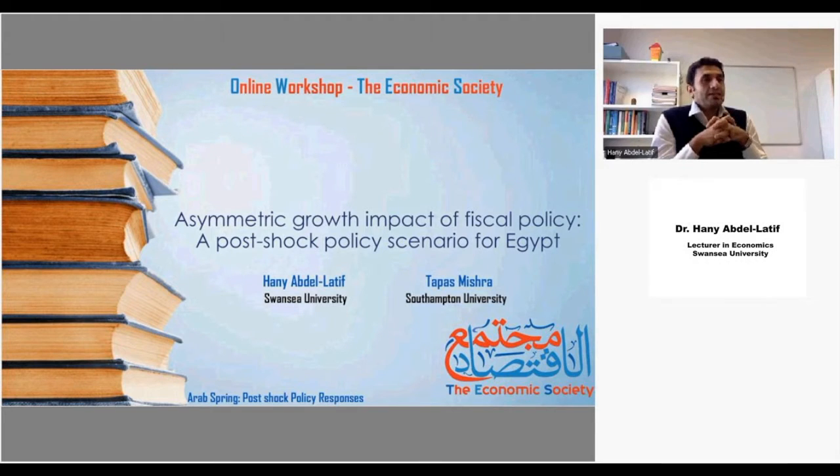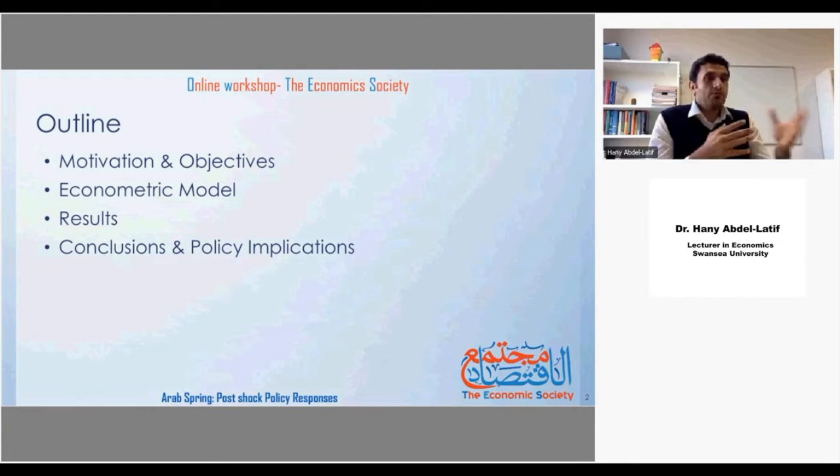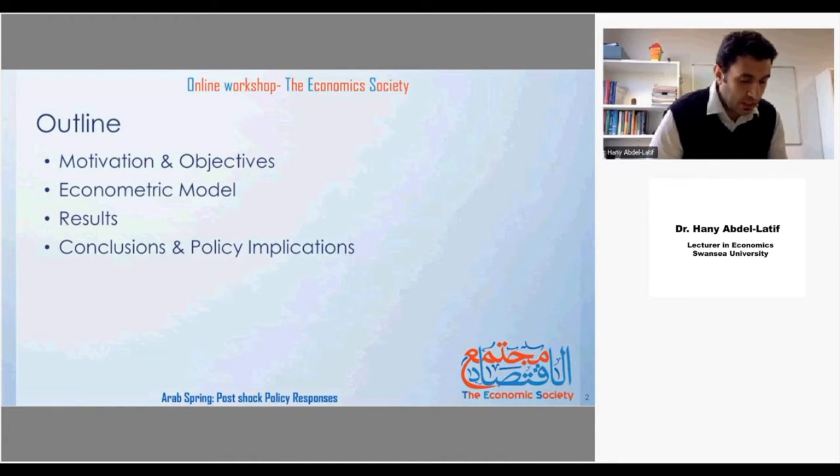The title is Asymmetric Growth Impact of Fiscal Policy, a Post-Shock Policy Scenario for Egypt. Let me first summarize the outline of this paper. I'll take you through the motivation and the objectives. Then we'll discuss the econometric technique, and then we'll show the results and the conclusion.